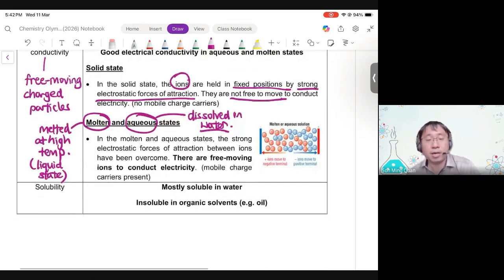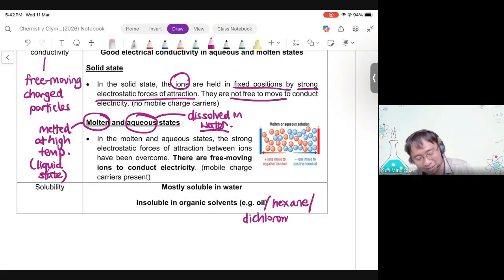Okay? Finally, the last property is solubility. Ionic compounds generally dissolve in water. They are mostly soluble in water. On the other hand, because they are soluble in water, they will be insoluble in organic solvents like oil. Besides oil, we have learned some, right? We have learned hexane. We have learned dichloromethane. All right. Dichloromethane is an example of an organic solvent. So generally speaking, ionic compounds do not dissolve in dichloromethane.